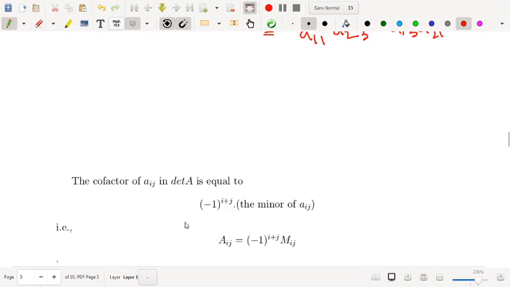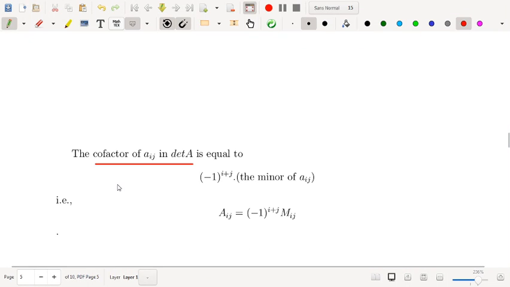Next, I will define the cofactor. Already you have this idea of the cofactor from the adjoint, where you have used the cofactor. So again I will explain it. The cofactor of Aij in A is equal to this expression: minus 1 whole to the power i plus j, times the minor of Aij.